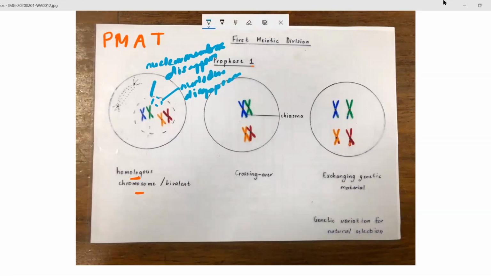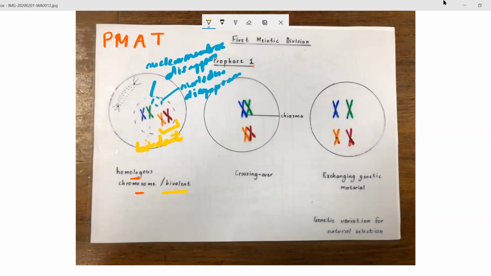And then you can see there the spindle fibers are forming. Now you can see homologous chromosomes are formed. They're the same size, the same shape, same centromere position, and the gene locus. Then the chromosomes come to lie next to each other. And when the chromosomes come to lie next to each other, they're called a homologous chromosome or a bivalent. That's another name for a homologous chromosome, a bivalent.